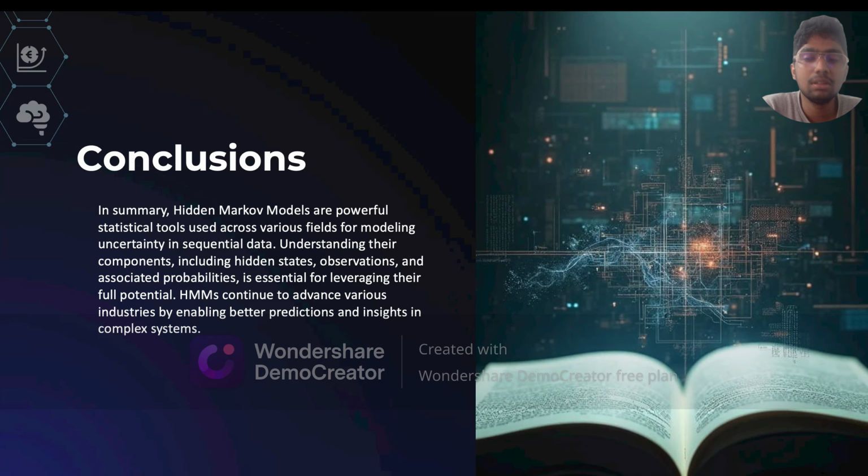So to conclude, in summary, hidden Markov models are powerful statistical tools used across various fields for modeling uncertainty in sequential data. Understanding their components, including hidden states, observations, and associated probabilities, is essential for leveraging their full potential. HMMs continue to advance various industries by enabling better predictions and insights in complex systems.